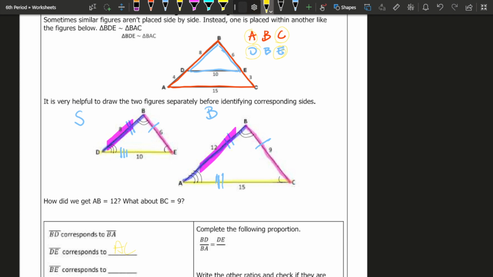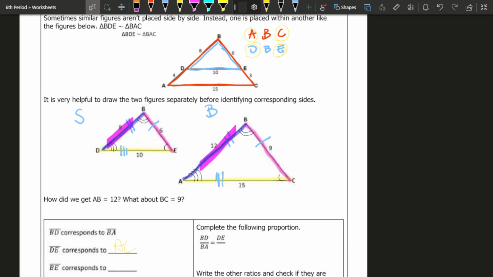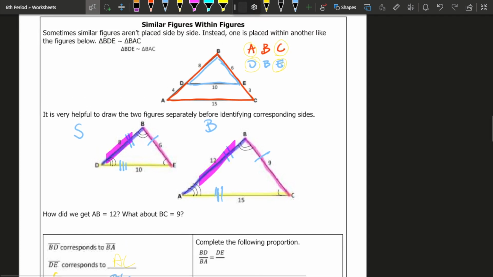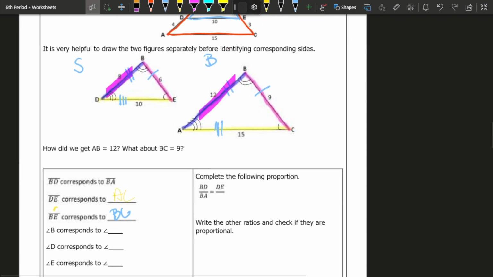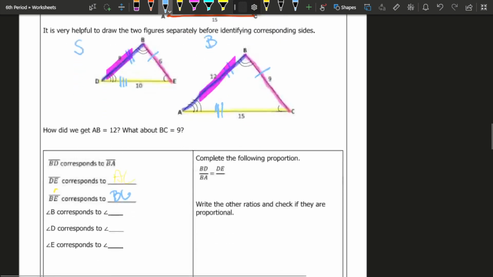So if you label it like the names of the 2 different triangles, put it on top of each other, you can do that like that too. So let's do that over here. BE. BE. How many tick marks is that? 1. So which one has 1 tick mark on the other one? BC. Right? So it's saying BE, look, BC. Makes sense. So angle B corresponds to B.